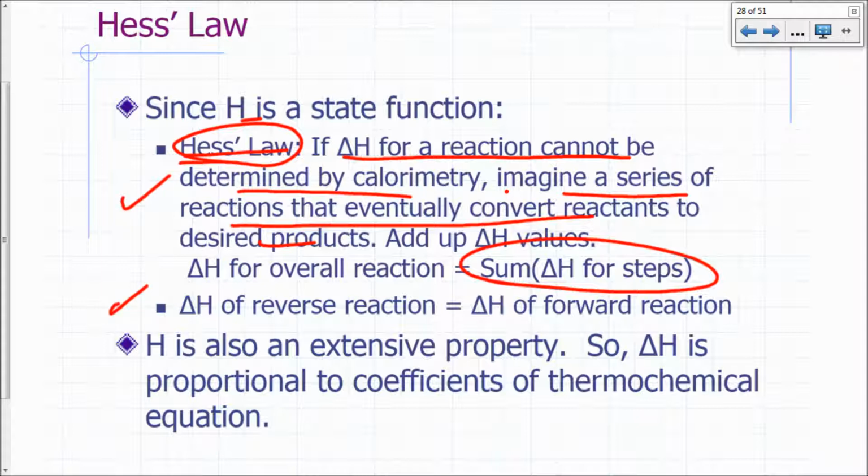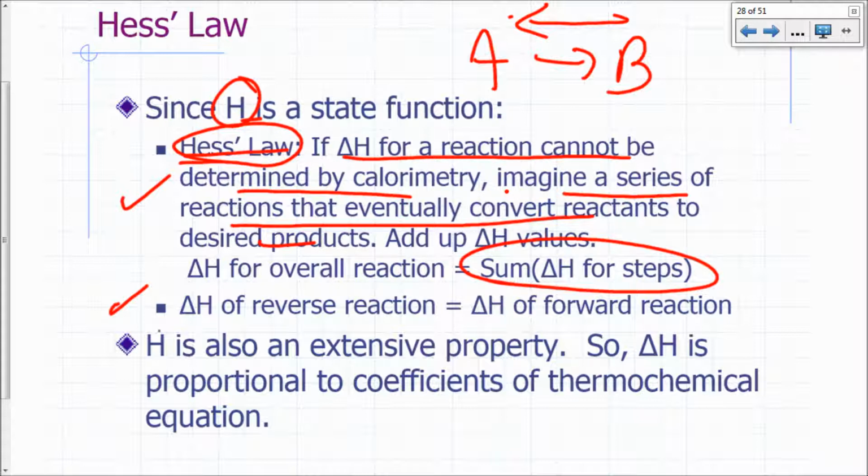And if you can measure the delta H for the reverse of a reaction, that's just the negative of the delta H for the forward reaction. Okay? So if going from A to B generates 5 joules of heat, then you would expect going from B to A to absorb 5 joules of heat. Okay? So those are consequences of H being a state function.